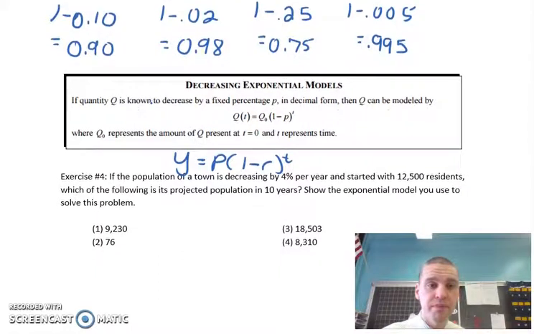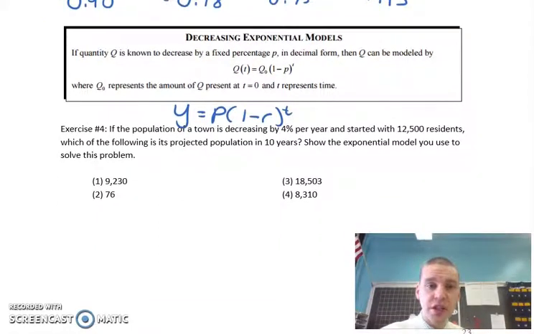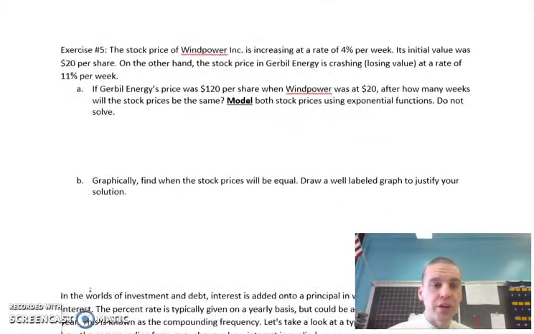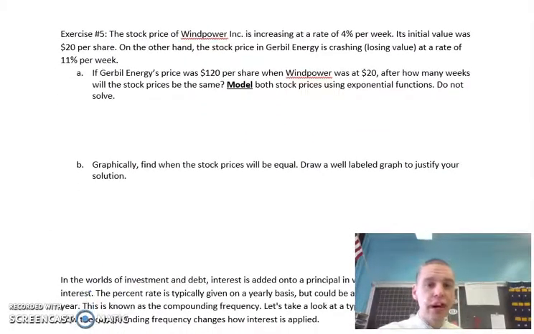It's the same equation. So if we look here at exercise 4, a town is decreasing by 4% and started with 12,500. So you start with 12,500. We're decreasing by 4%, so 1 minus 0.04 raised to the 10. And you could have written that as 0.96. There's nothing wrong with that. The answer is 8,310.